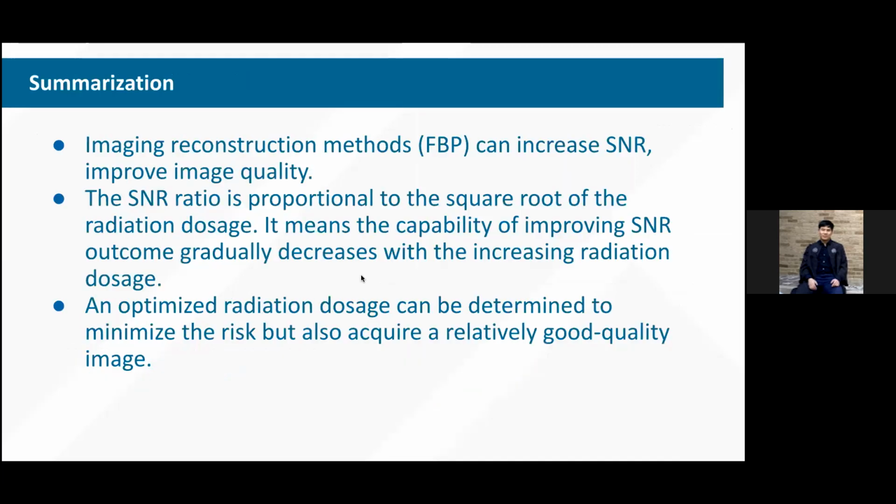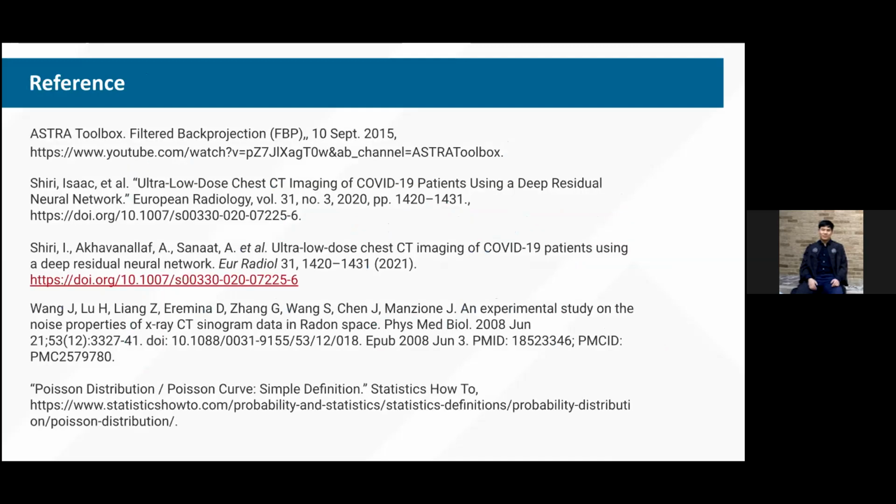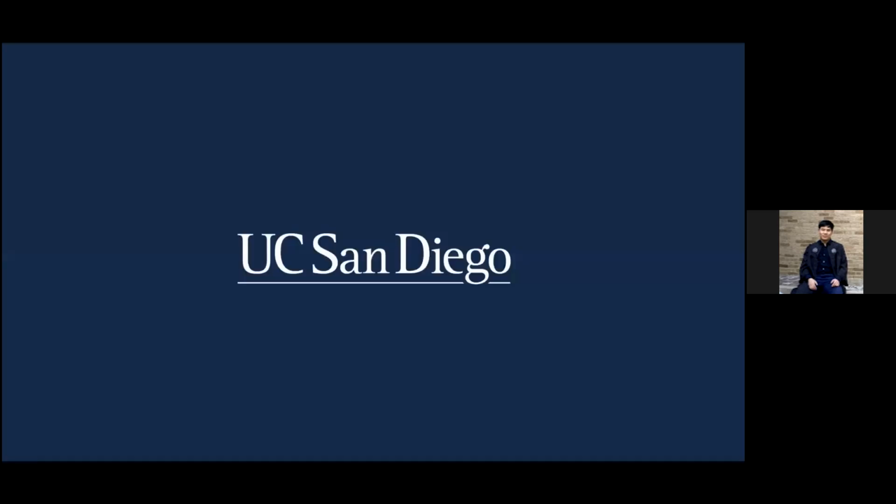And in summary, the image reconstruction method, filtered back projection, can increase the signal-to-noise ratio and improve the image quality. And the signal-to-noise ratio is proportional to the square root of the radiation dosage. It means the capability of improving the signal-to-noise ratio gradually decreases with the increasing radiation dosage. And an optimized radiation dosage can be determined to minimize the risks for the patients, but also acquire a relatively good quality image. And here are our references. And thank you so much for listening.